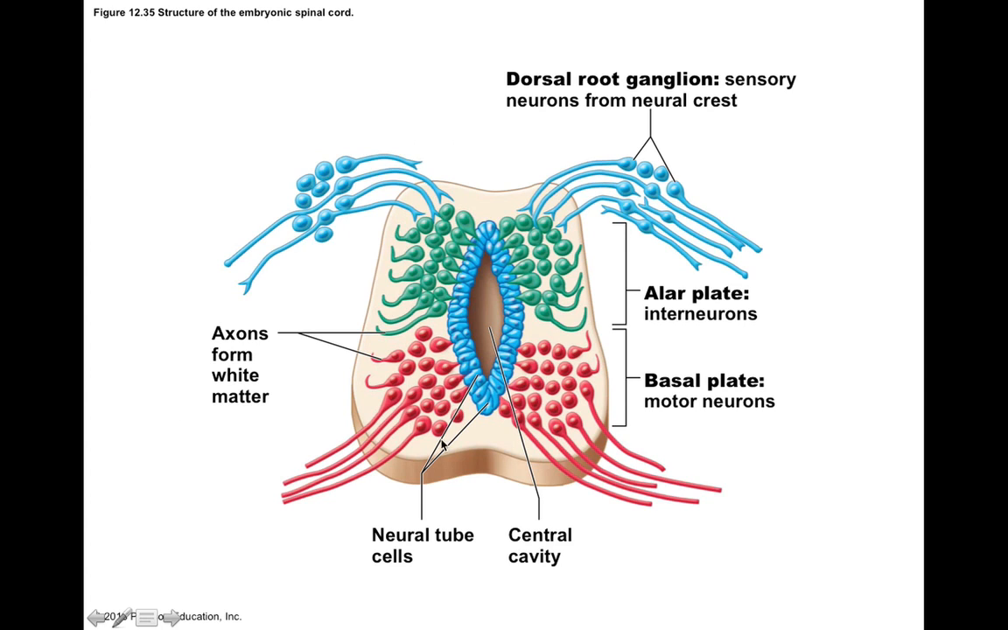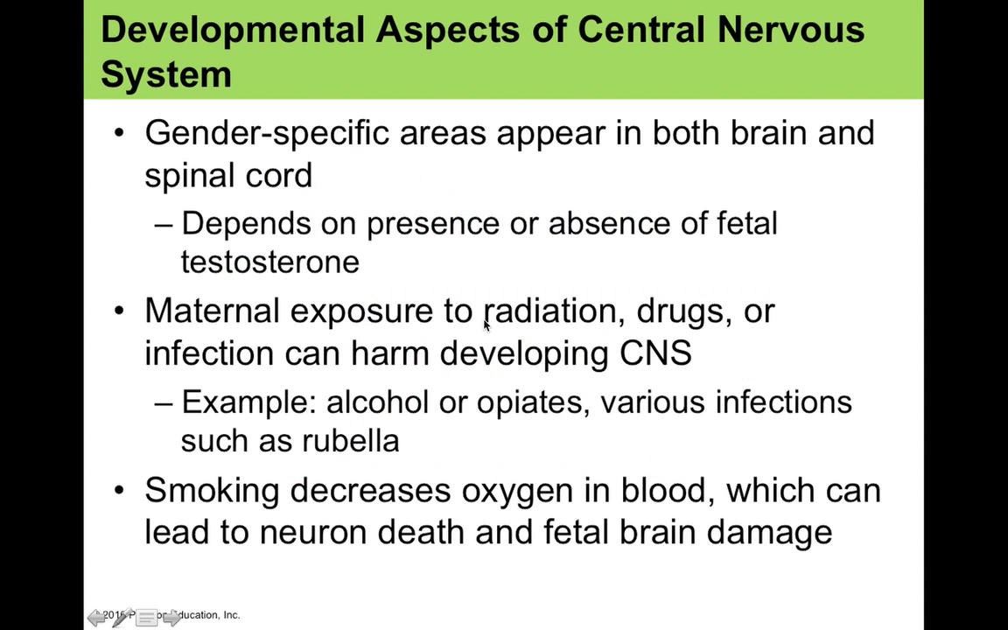So what we find here is the neural tube by week 6. Again, you can see the alar plate, which are sensory interneurons, and then the basal plate, which are motor neurons. We also get the dorsal root ganglia, which come from our neural crest, and that already begins to associate with the neural tube here. And remember, we have the central cavity, which later we call the central canal, which is the space by which cerebrospinal fluid can flow down.